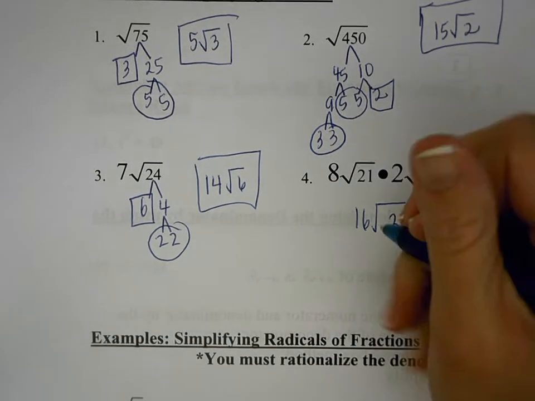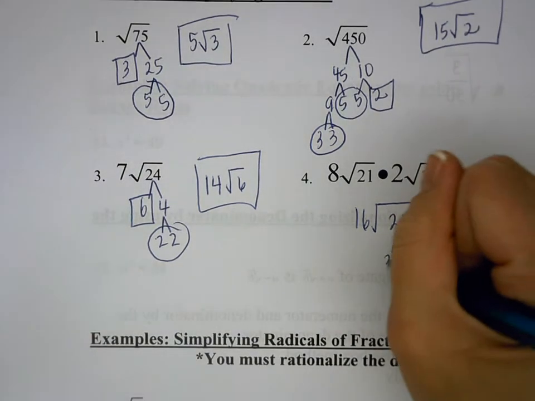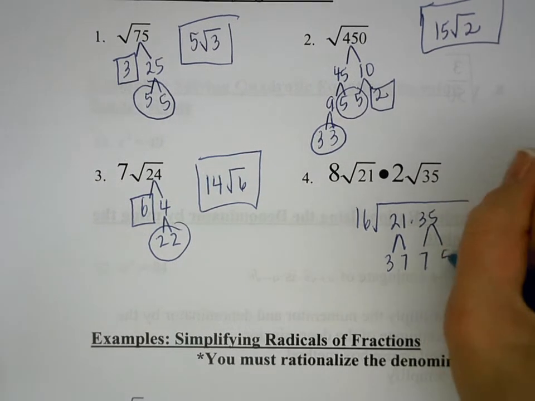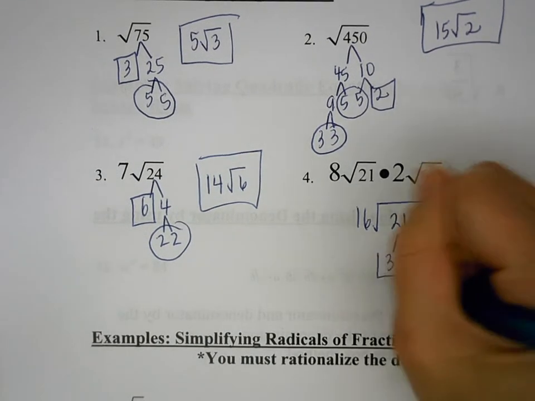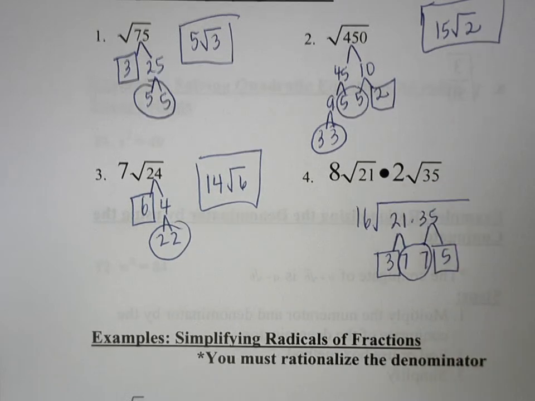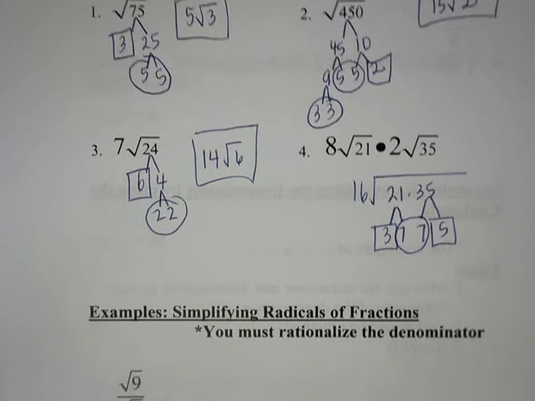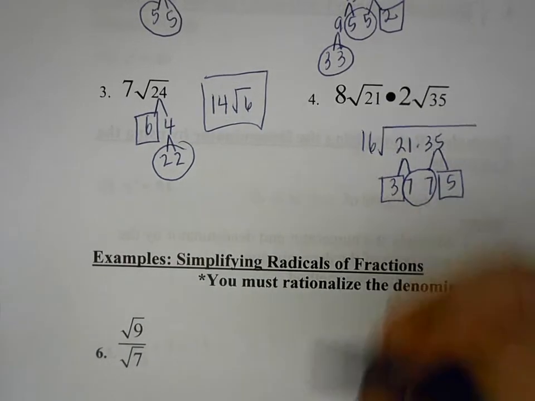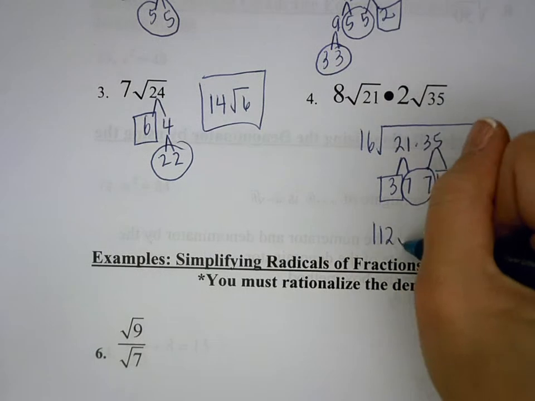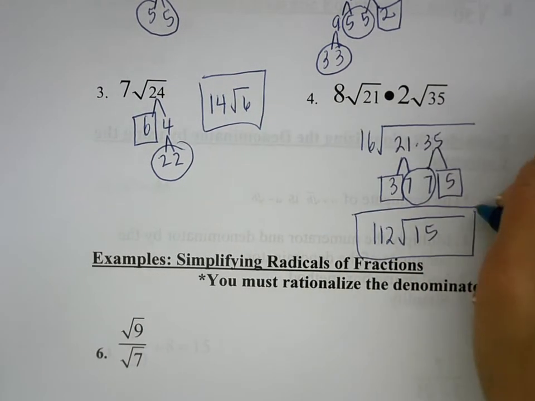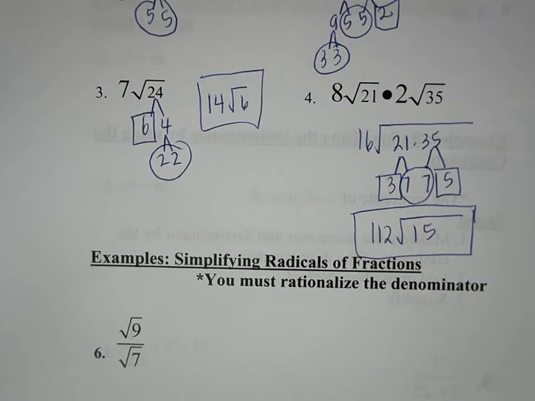So 21 breaks down to what? Good. And then 35 breaks down to? So I have a group of 7s, and then I have a 3 left over and a 5 left over. So when we bring the 7s out, we're going to go 16 times 7, which is? Very good. 112. And then what's left over inside? 15. And that's my answer. Okay. So, questions so far?